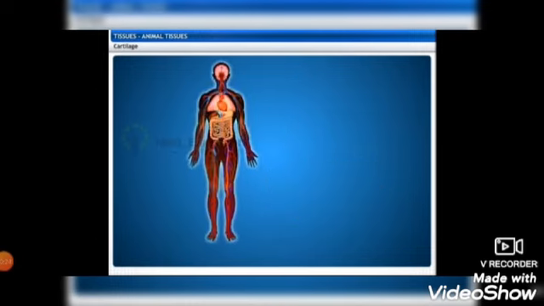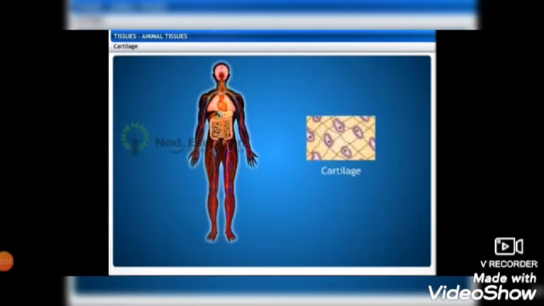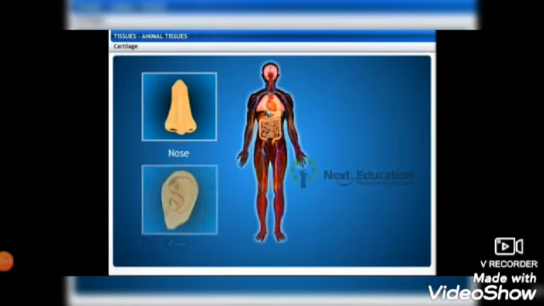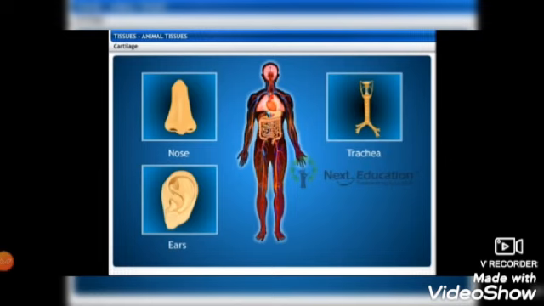Now look at these highlighted portions of the animal body. These are called cartilages. Cartilages are just like bony structure but very soft in nature. And cartilages are found in our nasal passage or in the nose, in the ears, in the trachea or the windpipe, and inside the bones.